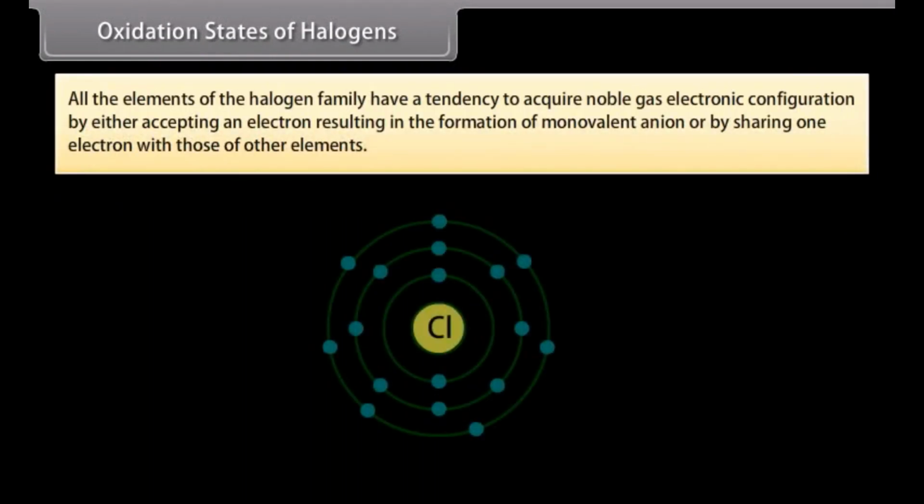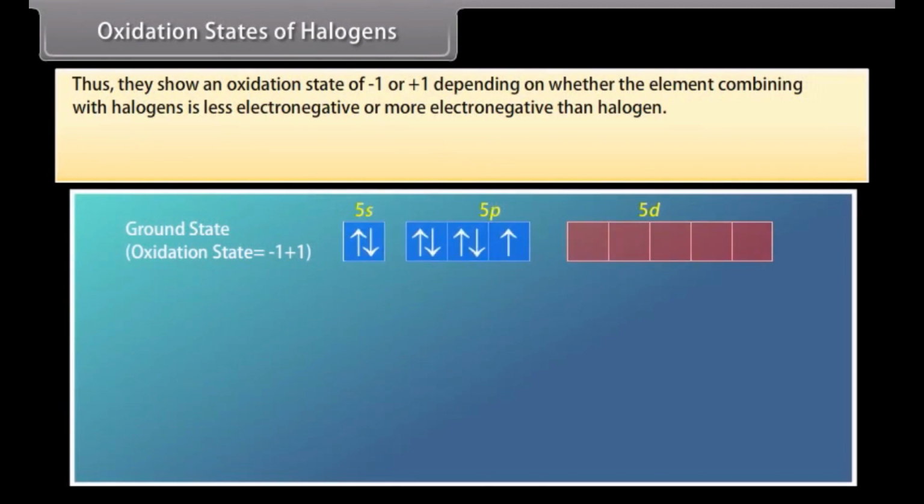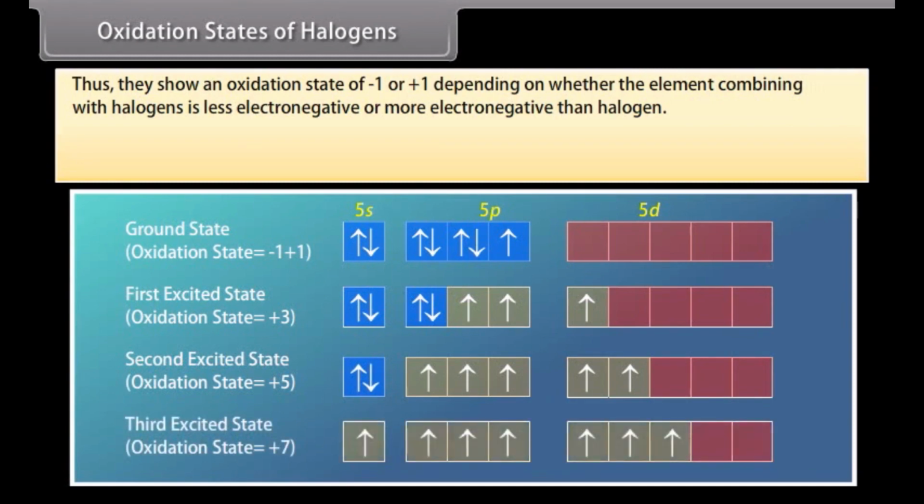Oxidation states of halogens. All the elements of the halogen family have a tendency to acquire noble gas electronic configuration by either accepting an electron resulting in the formation of monovalent anion or by sharing one electron with those of the other elements. Thus, they show an oxidation state of -1 or +1 depending on whether the element combining with halogens is less electronegative or more electronegative than halogen.